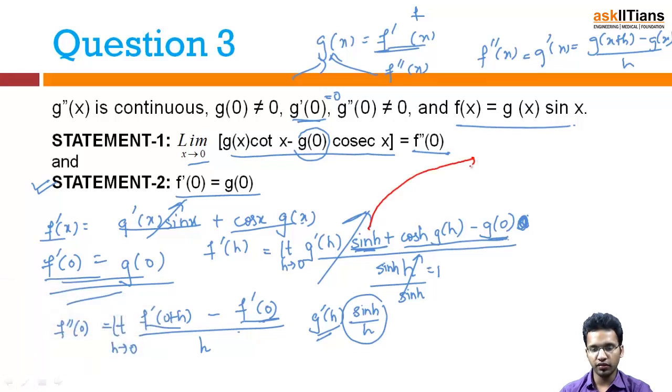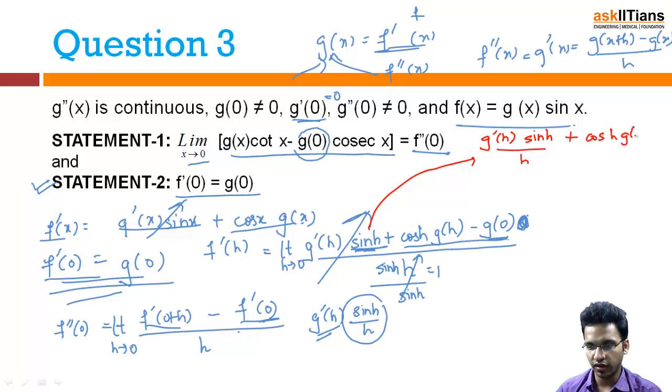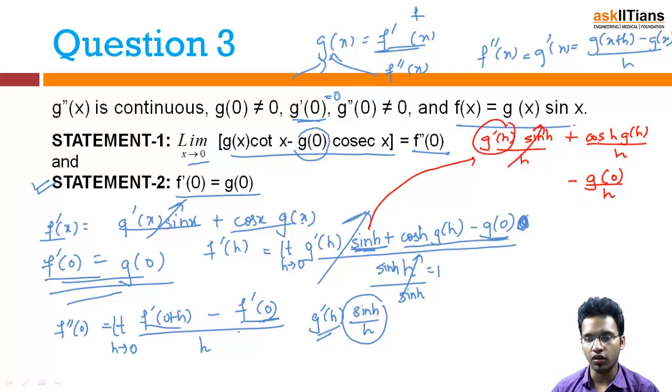What I've done is I've segregated the three terms. What I'm saying, g dash of h sine h by h plus cos h g h by h minus g0 by h. This is what I've done. So this one I'm saying this is 1 and this is 0. So our purpose gets solved. Here if I put 0, I'm getting nothing. This is not 0, this is 1, this is by 0. I cannot go by that. So what I will be doing, sin h by sin h.